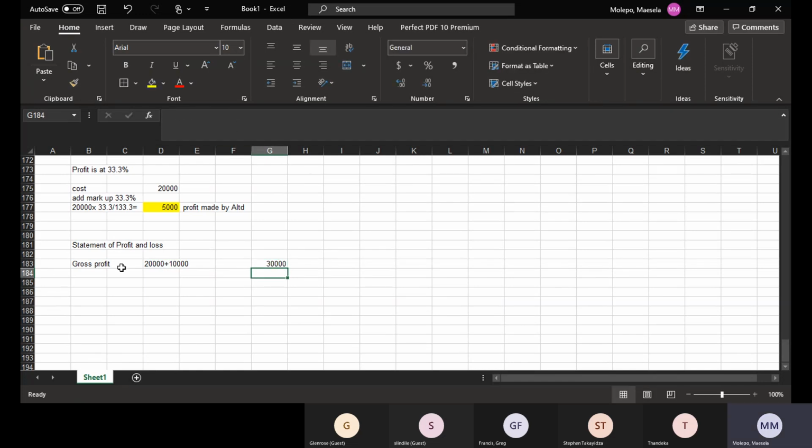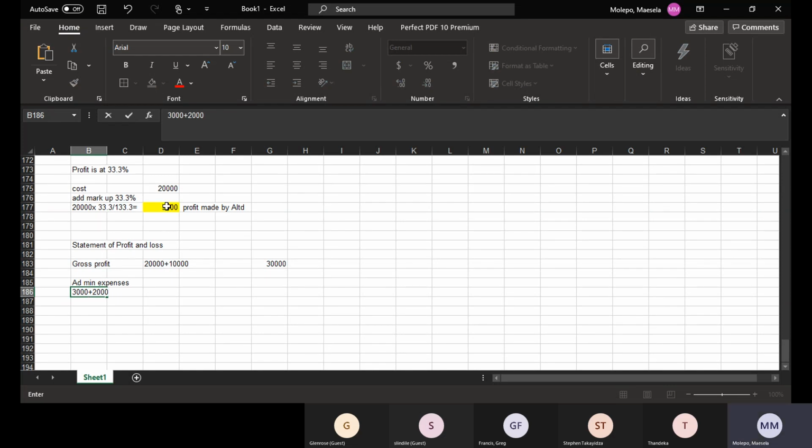And then we've got admin expenses. Our admin expenses will be the one for the subsidiary and the one for the parent, which is shown as depreciation. So it will be the depreciation of 3,000 plus the depreciation of the 2,000.